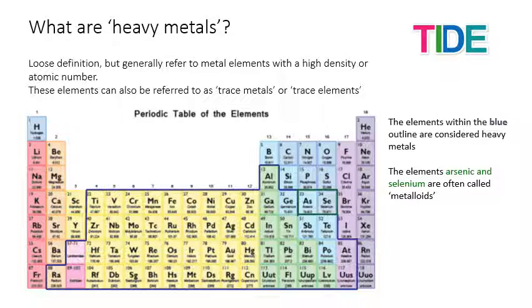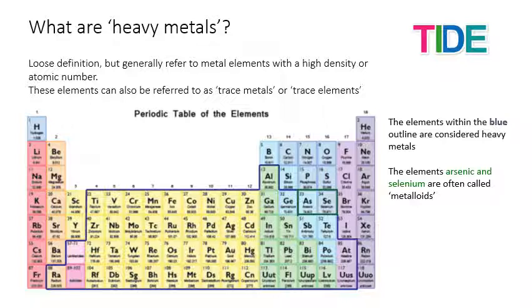So, what are heavy metals? This is a term used throughout the literature in environmental science, but it's very poorly defined. It generally refers to metal elements with a high density or atomic number, but different studies often use this term to refer to different groups of these elements on the periodic table.